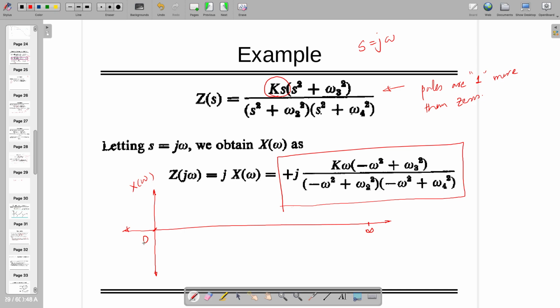Remember, we are not going to draw anything less than 0 because we are only drawing the system which is causal. If it is non-causal, we are not going to touch that, right? So x of omega from 0 to infinity, where the x-axis is omega in radian per second. What is going to happen at 0? Okay, so it will be 0.